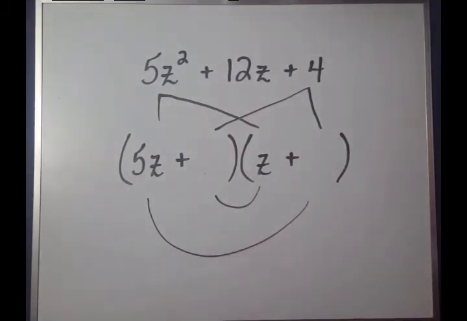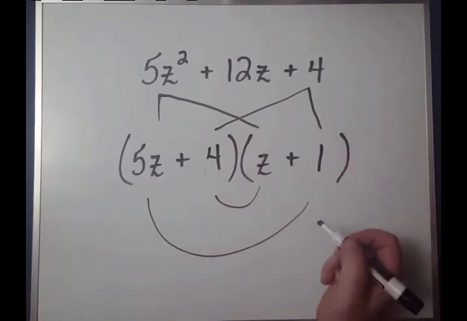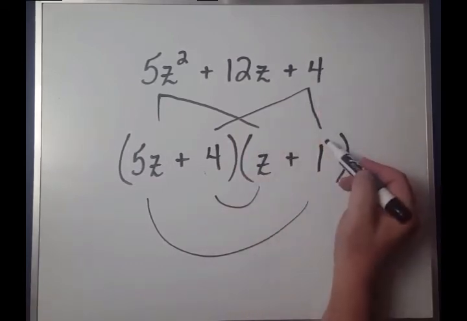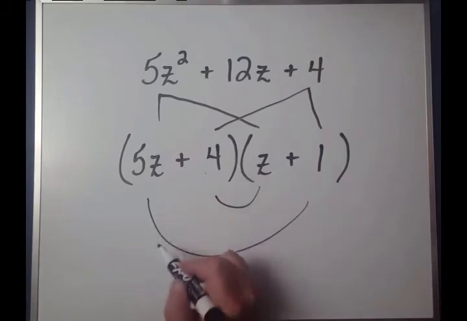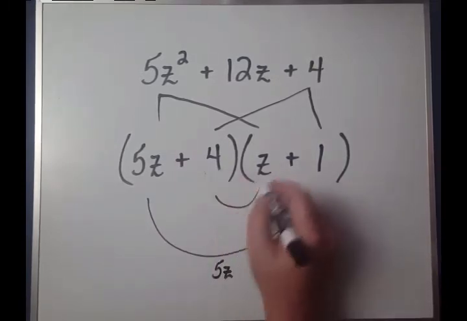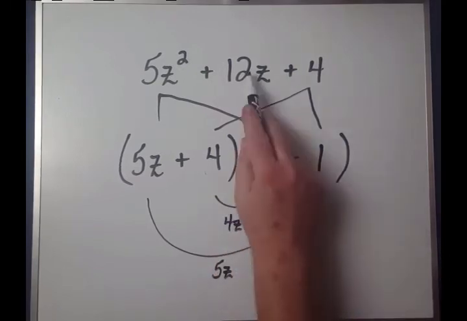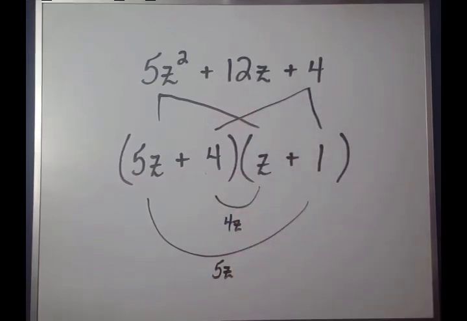Well, then maybe it's 4 over here and 1 over there. Maybe that's how I get the 4. Let's check the outside and inside. The outside, plus 5z. The inside, a plus 4z. Totals 9z. I'm looking for 12z there in the middle. So that's not it.